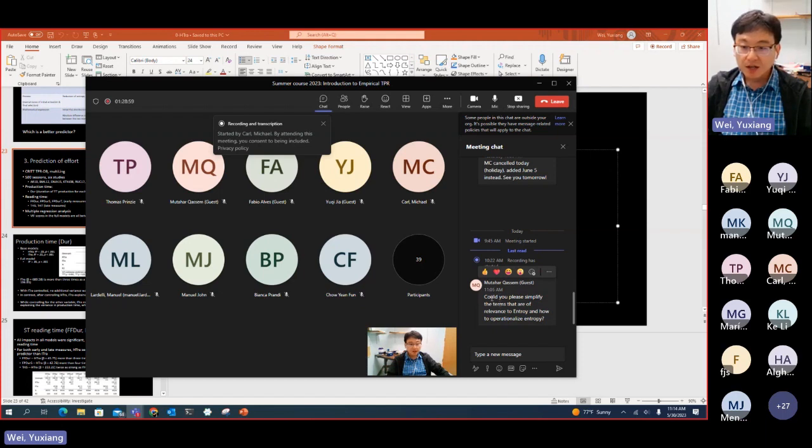There's a question from the chat. Could you please simplify the terms that are of relevance to entropy and how to operationalize entropy? So in very simple terms, entropy indicates the uncertainty in the choice, or the probability distribution of that choice. If we have, say, a source text word that has 4 translation options, and all these 4 options are very much equally likely, then we would have a very high entropy value.